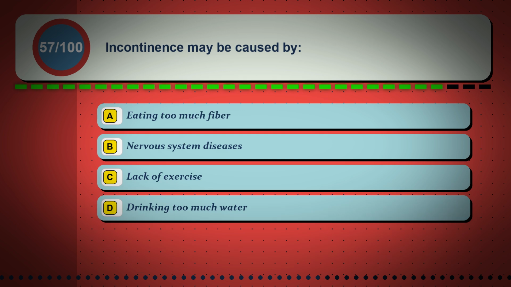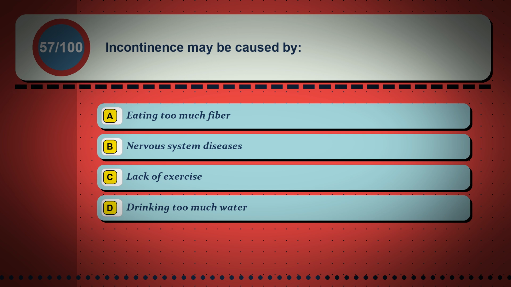Question 57. Incontinence may be caused by option A, eating too much fiber. Option B, nervous system diseases. Option C, lack of exercise. Option D, drinking too much water.